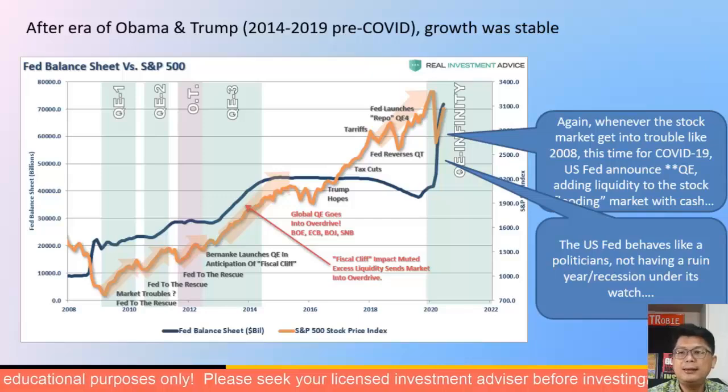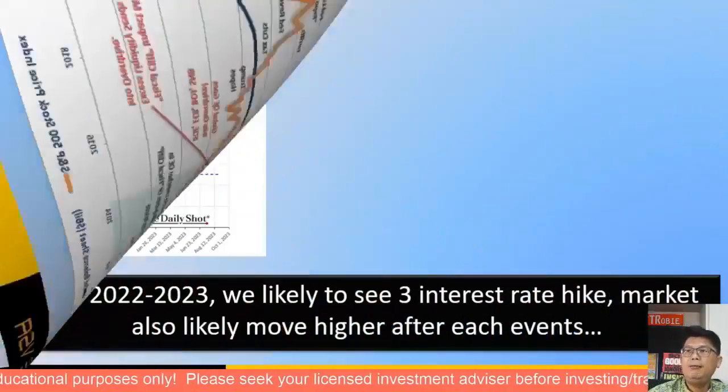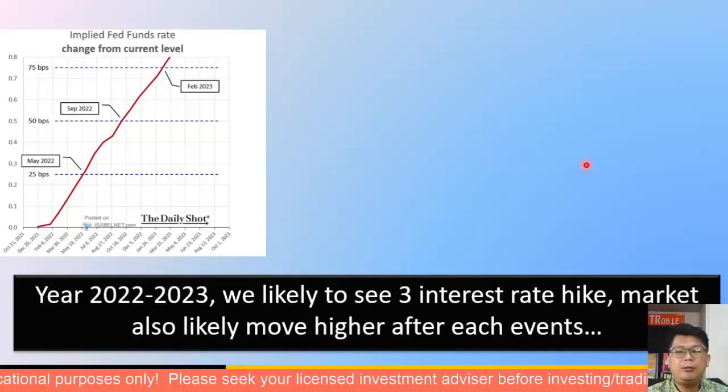All right, let's move on to the next slide I have here. Now, let's talk about interest rate rises in 2022 and 2023.